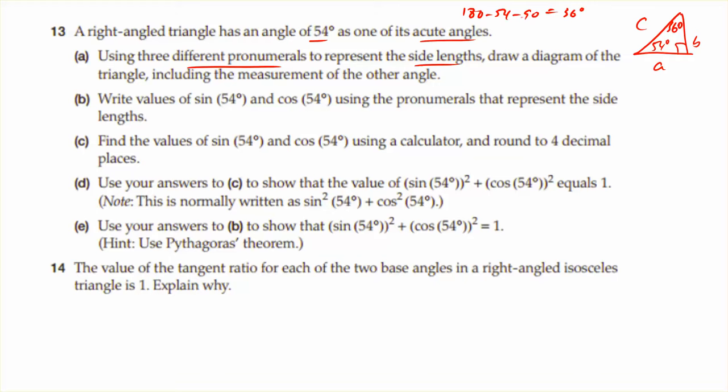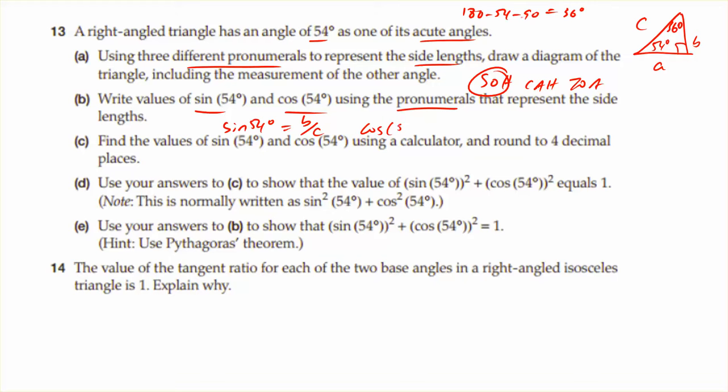That's arbitrary. Okay, so it says write down the value of sine 54 and cos 54 using the pronumerals. So we're not using a calculator. We're using the pronumerals. So again, SOHCAHTOA, sine of 54 degrees is given by opposite over hypotenuse. The opposite side of 54 is B, and the hypotenuse side is C, so it's B over C.